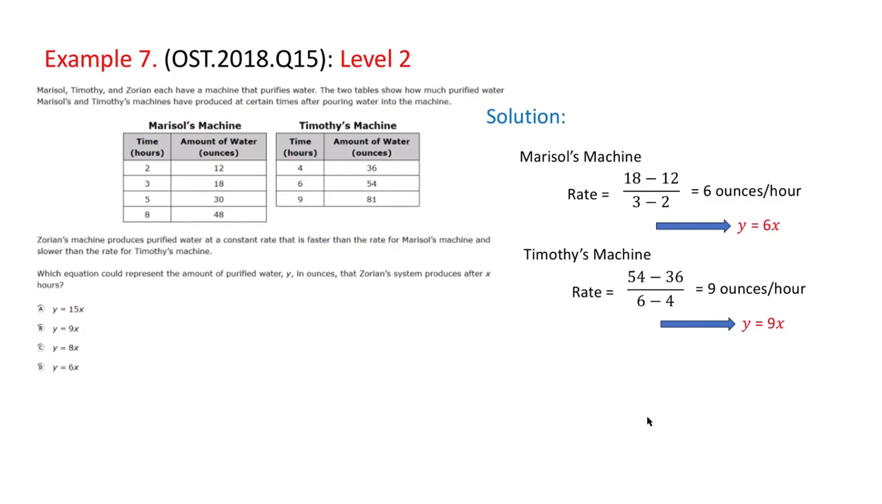Now I need to go see the question here. Zorian's machine, faster than Marisol's and slower than Timothy's. So the rate is slower than Timothy, slower than 9, and greater than 6. Between 6 and 9. If you look at the possible answers they're giving you, that's the only answer that would do the job. So y = 8x.